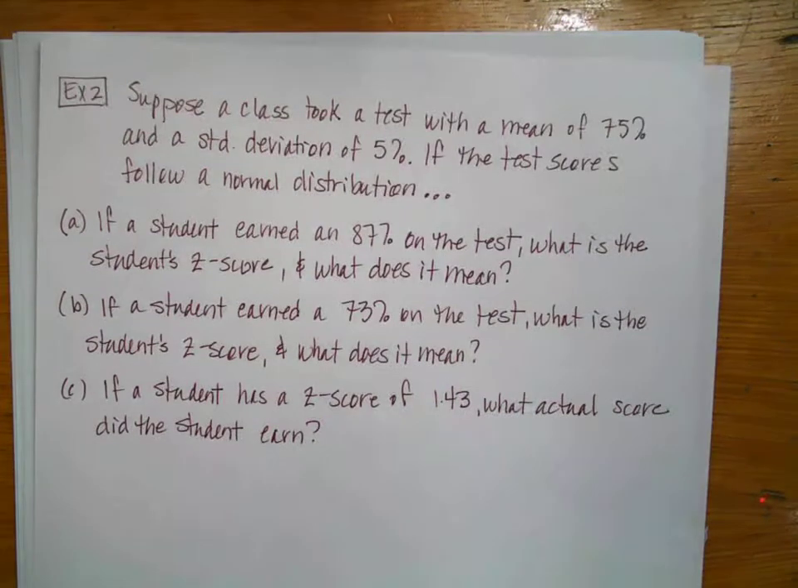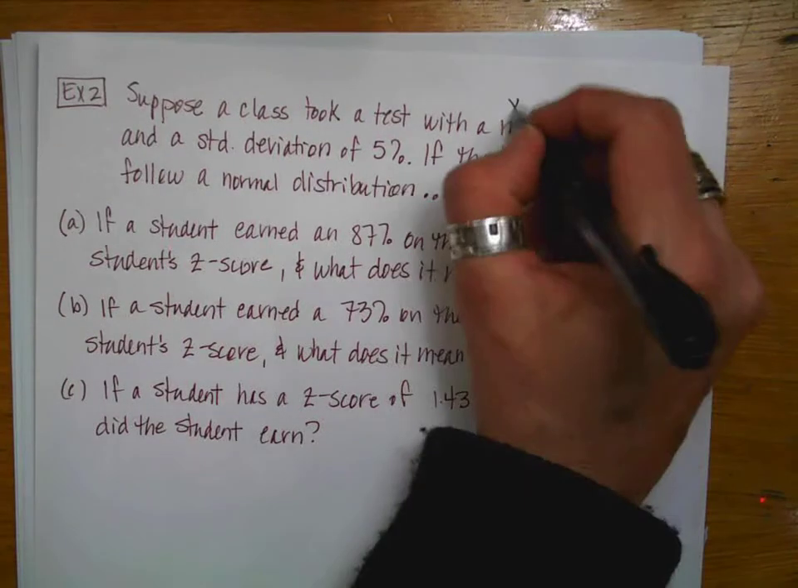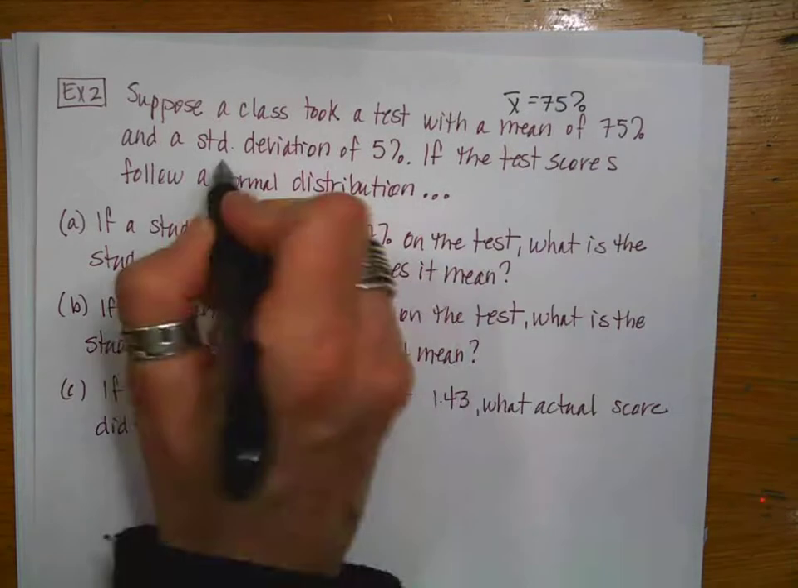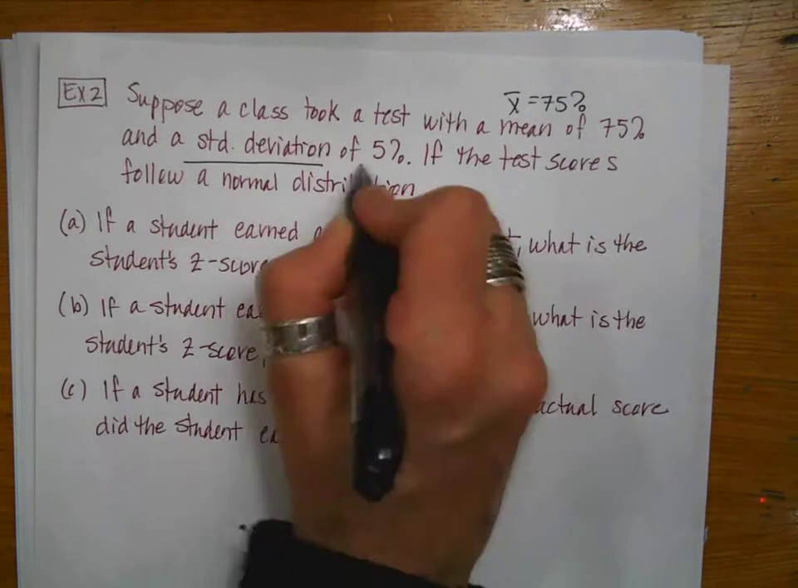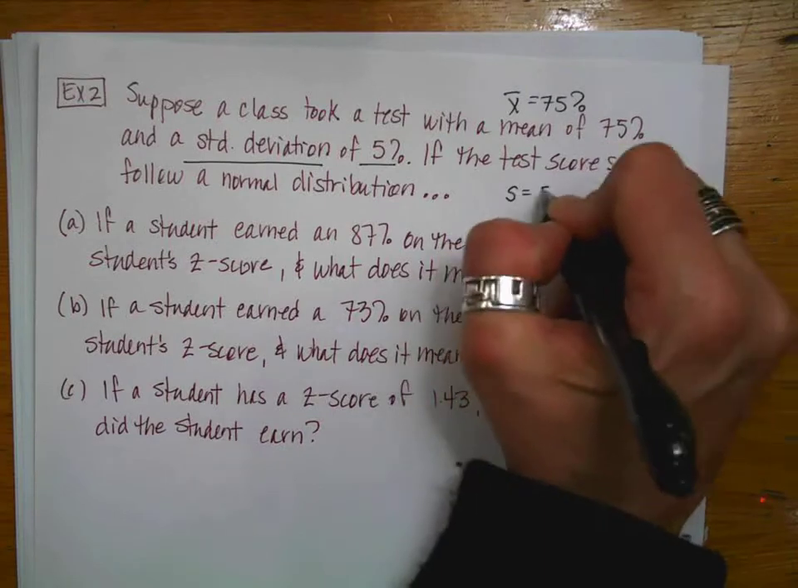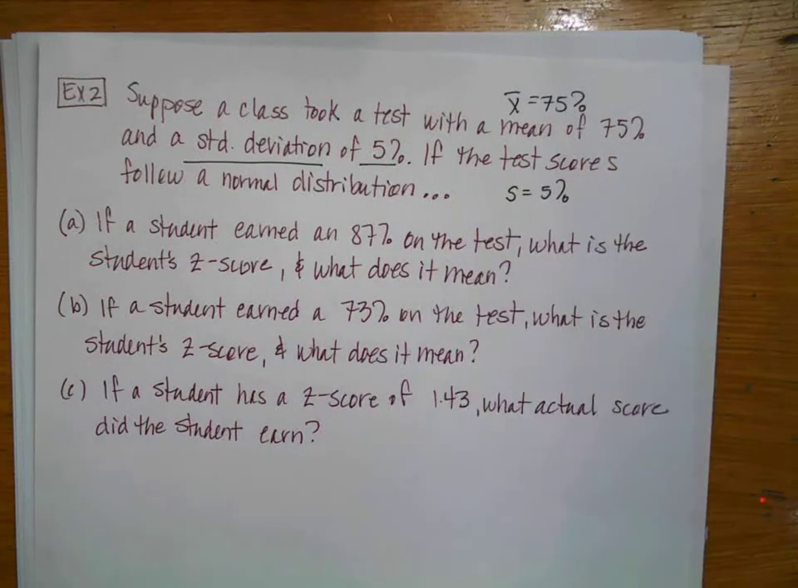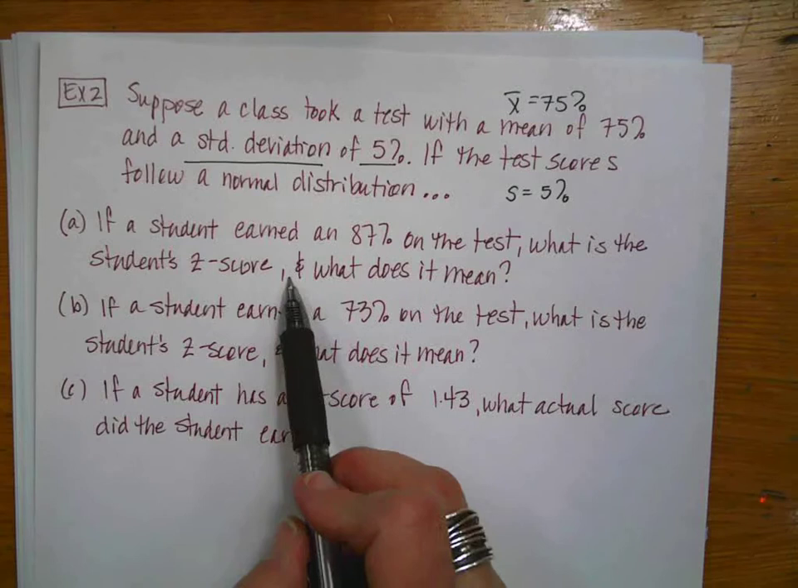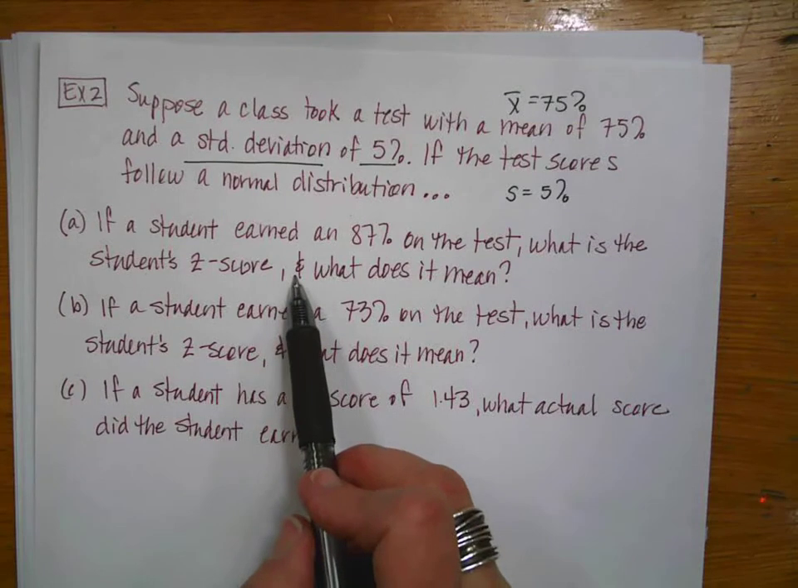Greater than that means that the z-score is bad. All right, so I have our next example written out, which is lovely. Okay, so this one says a class took a test with a mean of 75%. So remember that means that the average was a 75%. And it had a standard deviation of 5%. So we know that S is equal to 5%. We have to be told that the test scores follow a normal distribution.